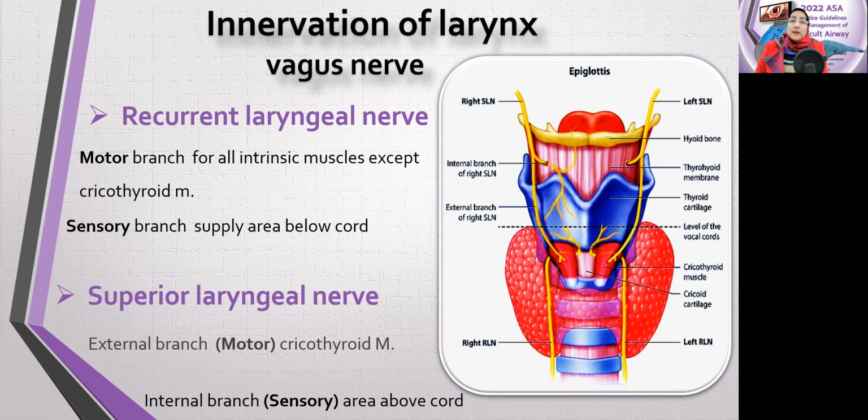The other innervation of the larynx is the superior laryngeal nerve, and it's also a branch of the vagus nerve. The external branch gives motor supply to the cricothyroid muscle, and the internal branch gives sensory innervation to the area above the vocal cord.